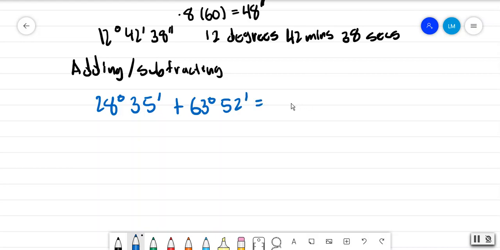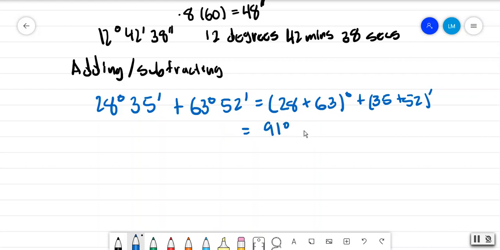Now, when you add this, it's best to just group these together. We can group the 28 and the 63 together, and then we can group the 35 and the 52 together. Keep in mind that adding only works for common terms. So this equals 91 degrees plus, well, you get 87 minutes.